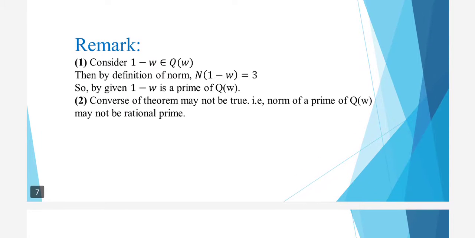Then remark. First, consider 1 − ω belongs to Q(ω). Then by definition of norm, N(1 − ω) = 3. So by the given result, 1 − ω is a prime of Q(ω). Second, the converse of the theorem may not be true, that is the norm of a prime of Q(ω) may not be a rational prime.